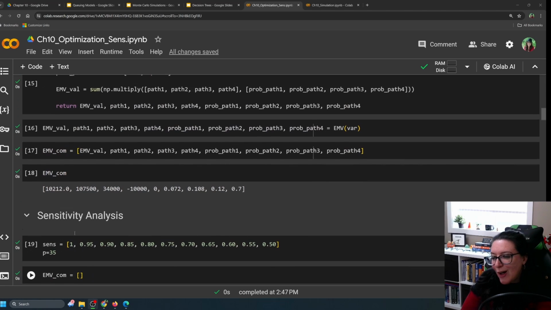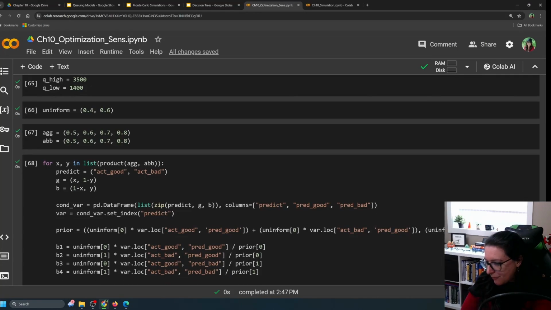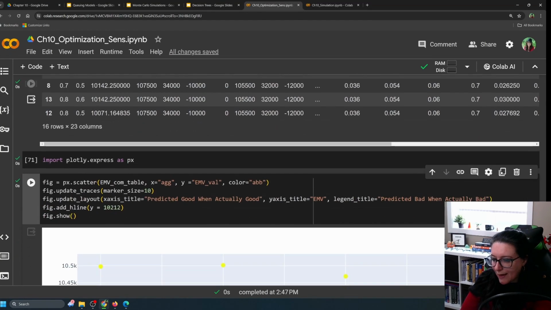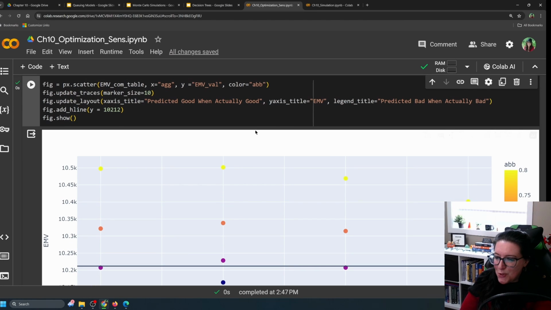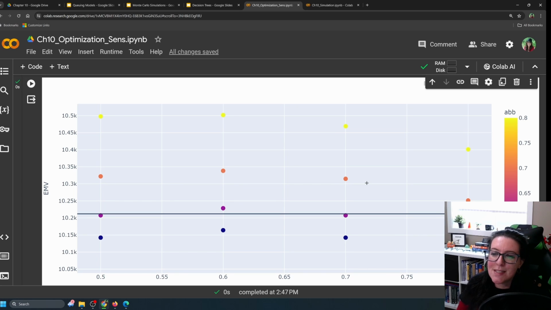Because if we scroll all the way back up to the beginning of all of these videos on decision trees, the initial scenario with no expert, where we predicted a 40% chance of a good economy, we had the expected monetary value of $10,212. So what we're trying to show here, if I go all the way back with our graph, is by adding that line at $10,212, that was how much we were getting out of this project with no expert.